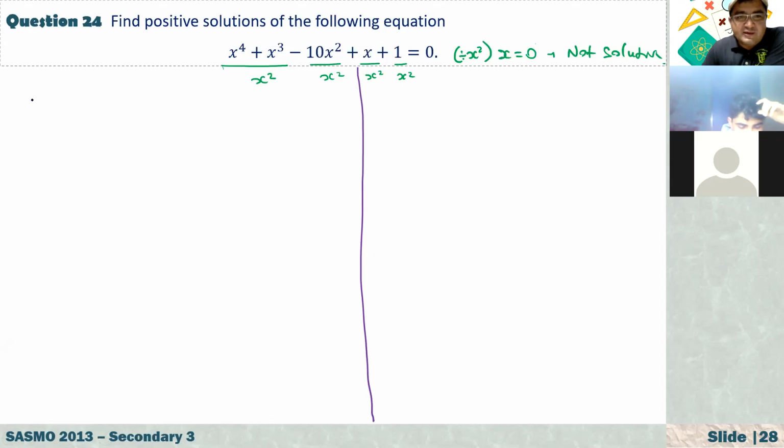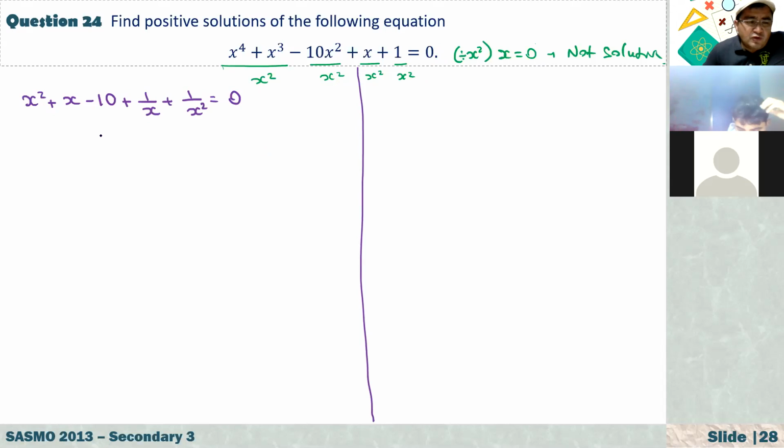Okay. So now if you divide x to the power of 4 by x squared, I have here x squared. X cubed is divided by x squared. Here I have x. And 10x squared is divided by x squared. Here I have just 10. X is divided by x squared. So I have here 1 over x. And 1 over x squared is just 1 over x squared. On the right hand side, 0 over x squared. I know that x is not equal to 0. So if you divide 0 by any non-zero number, that's equal to 0.